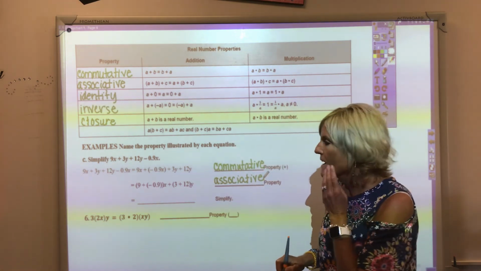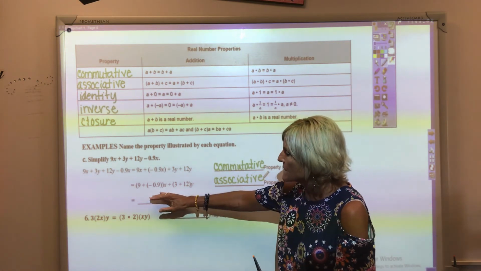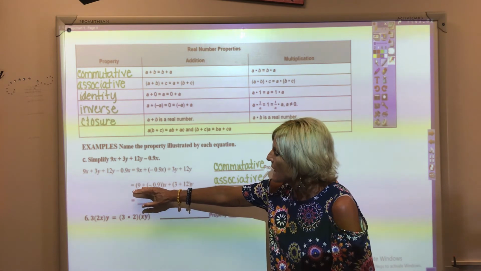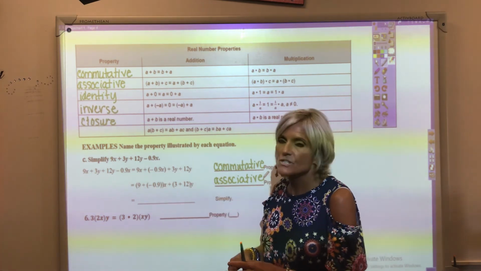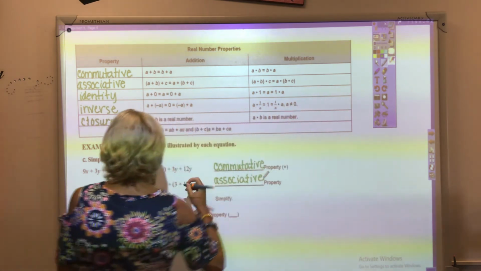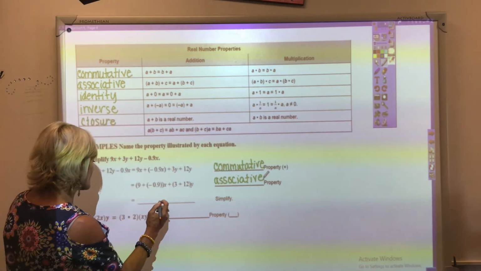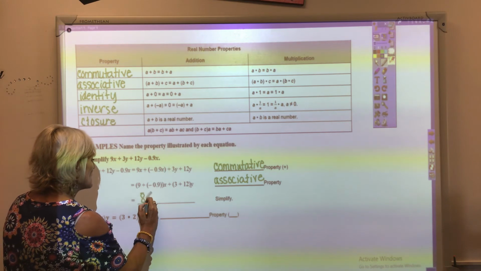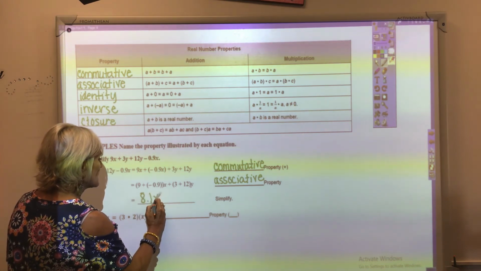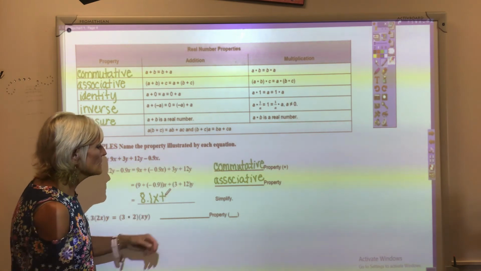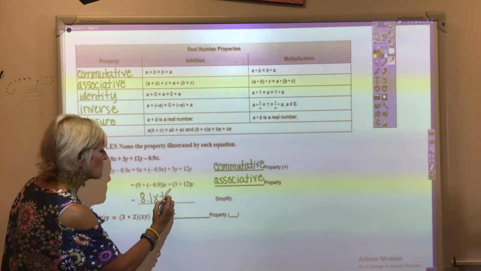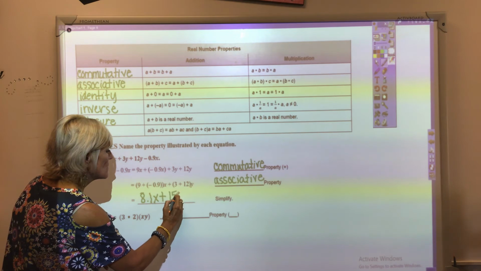Then we're going to simplify. So because we've grouped these, we can just simplify 9 plus a negative 0.9, which is 8.1, and we're multiplying it by x, so that would be 8.1x plus, we're adding our 3 and our 12, that would be 15 times y, so 15y.